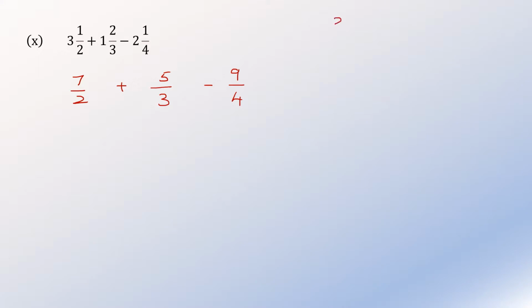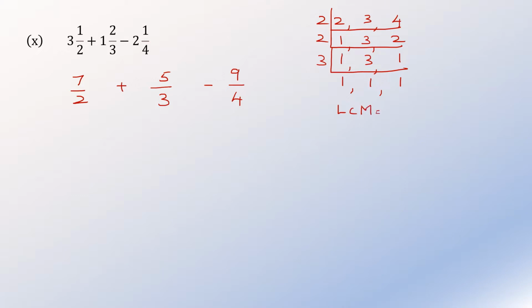Okay, the LCM of 2, 3 and 4. Let's start with 2. 2 1s are 2. I bring down 3. 2 2s are 4. I continue with 2. 1, 3. 2 1s are 2. Then with 3, I bring down 1. 3 1s are 3. 1. Now my LCM equals 2 into 2 into 3. 2 2s are 4. 4 3s are 12. So my LCM is 12.